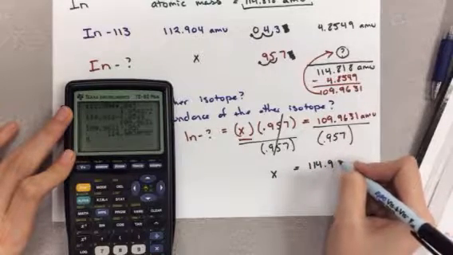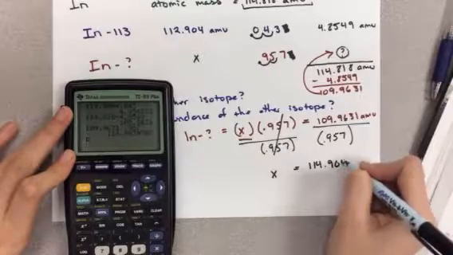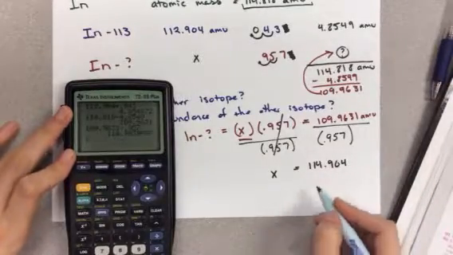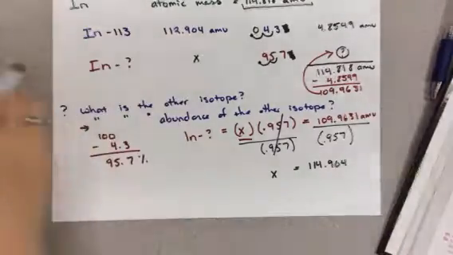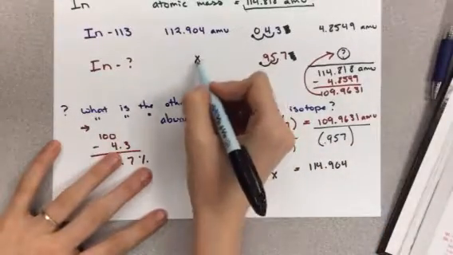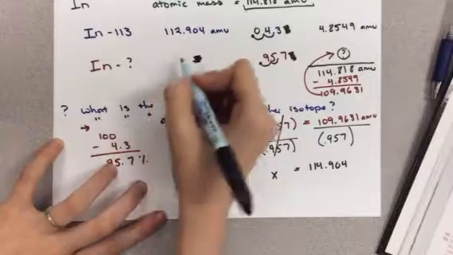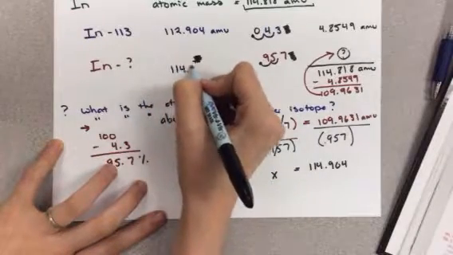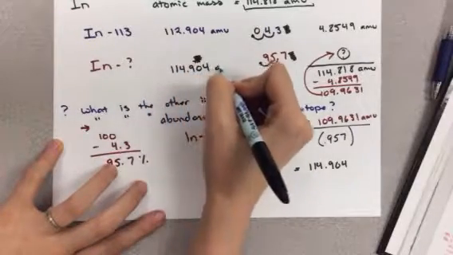114.904, we'll say. Okay, so that is the mass that would go right here. So now we know, we don't have X here, now we know it's 114.904 AMU.